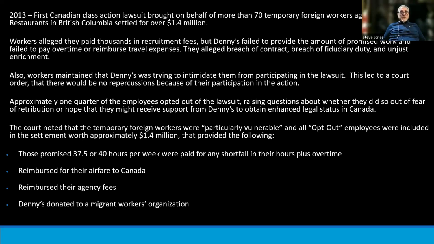So they had to recalculate what they would have made had they worked 37 to 40 hours a week, and they got paid the difference. They were reimbursed for their airfare to Canada. They were all forced to pay on their own for their airfare, or it was deducted from their wages, so they got their money back. They were reimbursed for their agency fees. The agencies charged them fees to get the jobs, and they were given all of that money back.